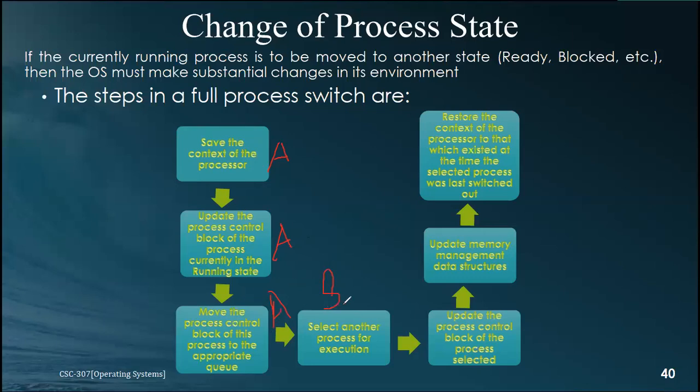Then this is the selection step. We select the new process, and let's assume we have selected process B. We update the PCB of process B, update the memory management data structures with the data of process B, and finally restore the context of process B. It may be that process B was what you were working with before, so all the information will be updated. That's how the process switch takes place.